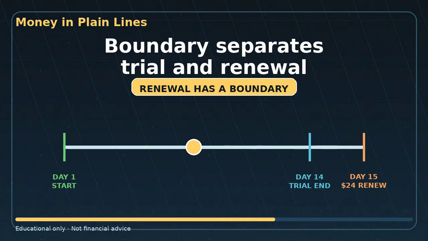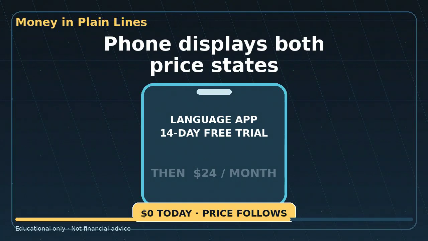The $0 label on the phone describes today's entry price, while $24 per month describes the later recurring state. Both labels can be accurate at once because they refer to different times. Removing the time labels would remove the information needed to reconcile them. This is why subscription literacy is partly state literacy.